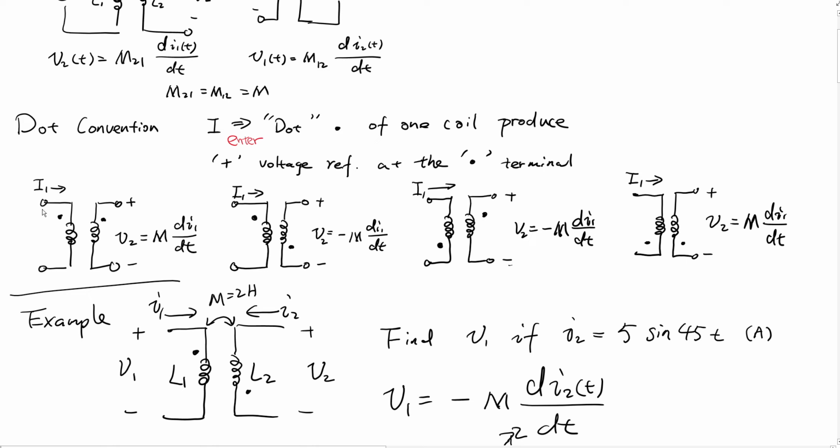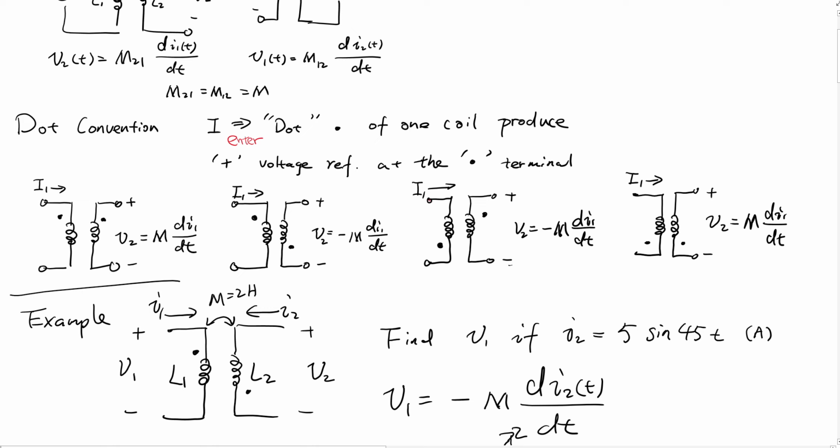The first one here is entering the dot, so this dot will have a positive sign. I gave a positive reference like this, so this voltage gets a positive. This current goes into the dot, so it will induce a voltage with a positive sign here. As you can see, this is opposite of the reference I gave here, so this V2 gets a minus sign.